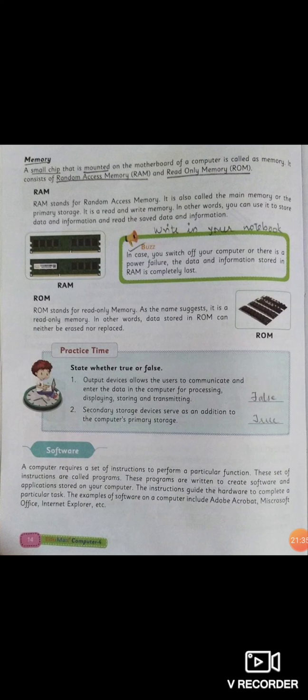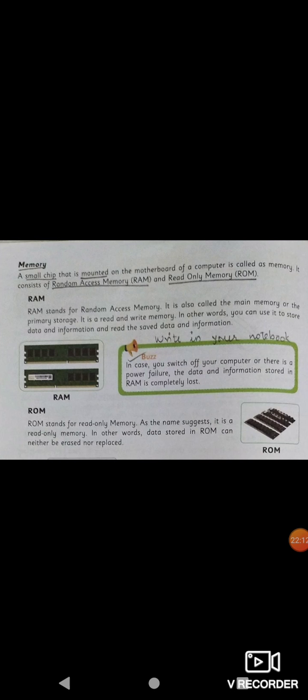Let's turn our page to page number 14 and continue further with the memory. Now, what is a memory? A small chip that is mounted on the motherboard of a computer is called memory. It consists of random access memory, RAM, and read-only memory, ROM. So memory is a chip mounted on the motherboard. Two types of memory, that's RAM and ROM. So let's understand the two types of memories.